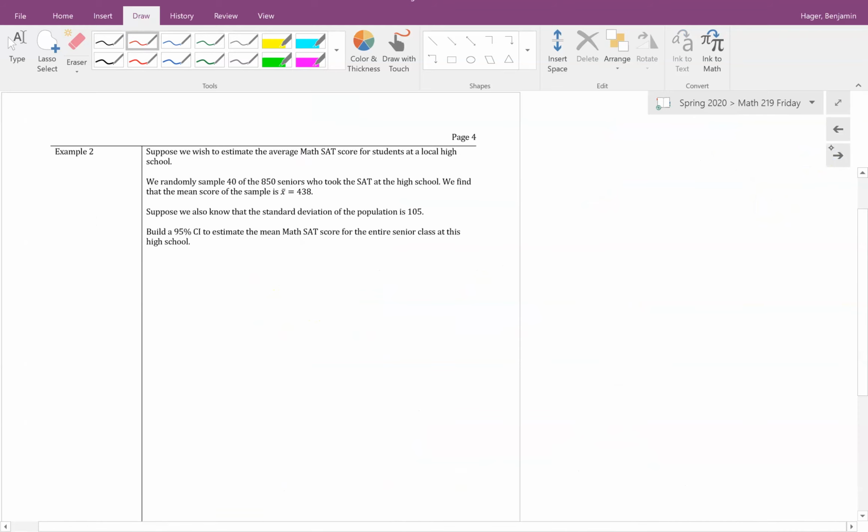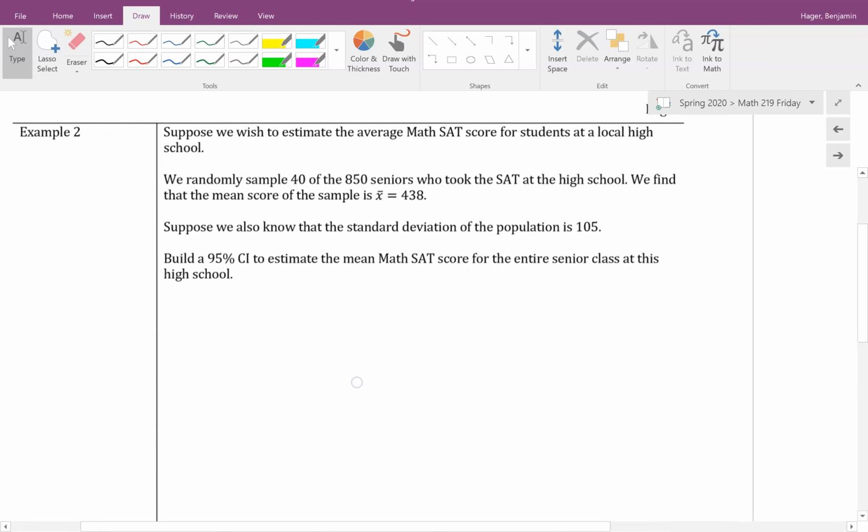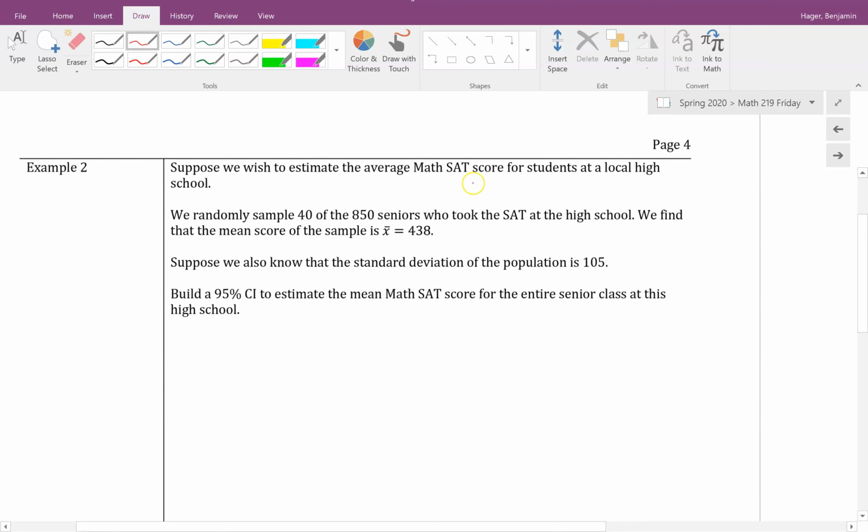Okay. So let's take a look at this example where they actually want us to calculate a confidence interval. It says, suppose we wish to estimate the average math SAT score for students at a local high school. So we're trying to estimate something about the population mean. The population being these high school students, and we want to know the mean SAT score.